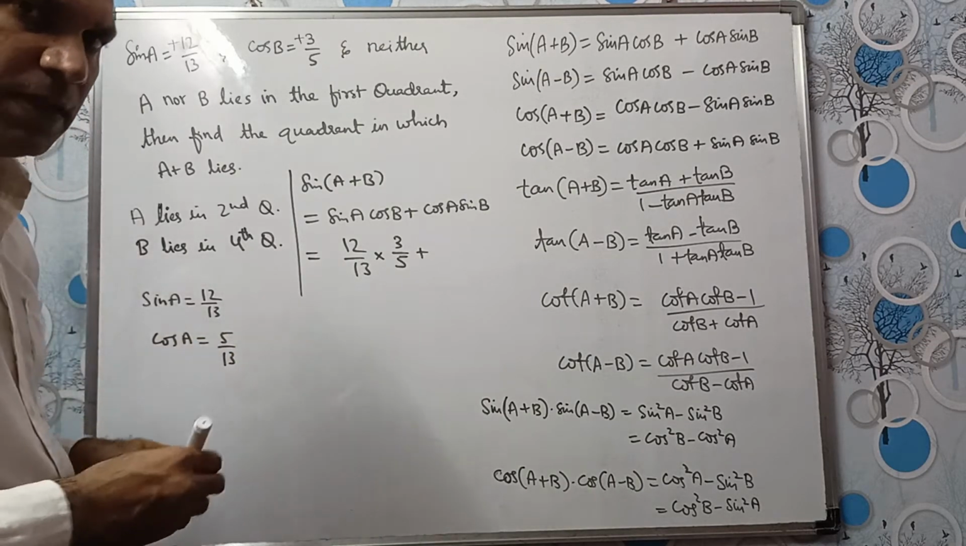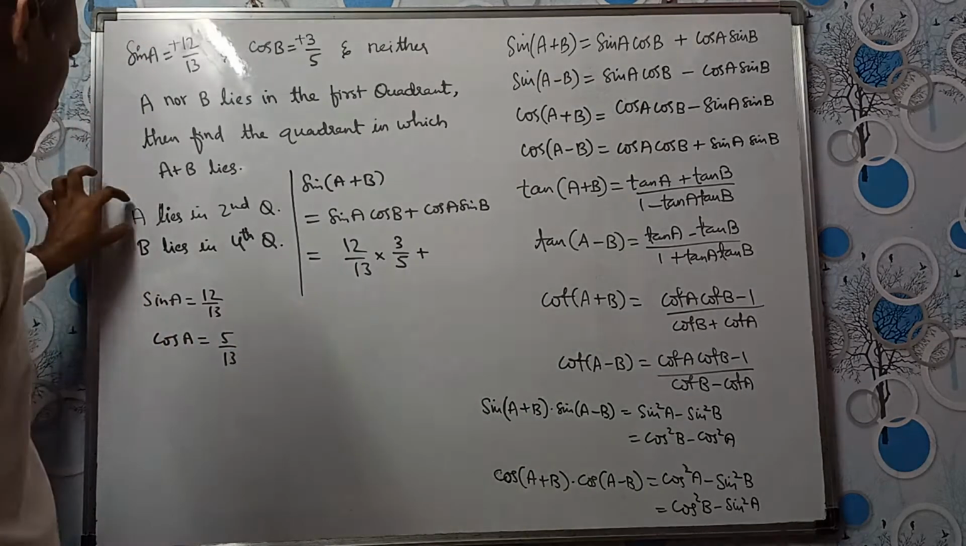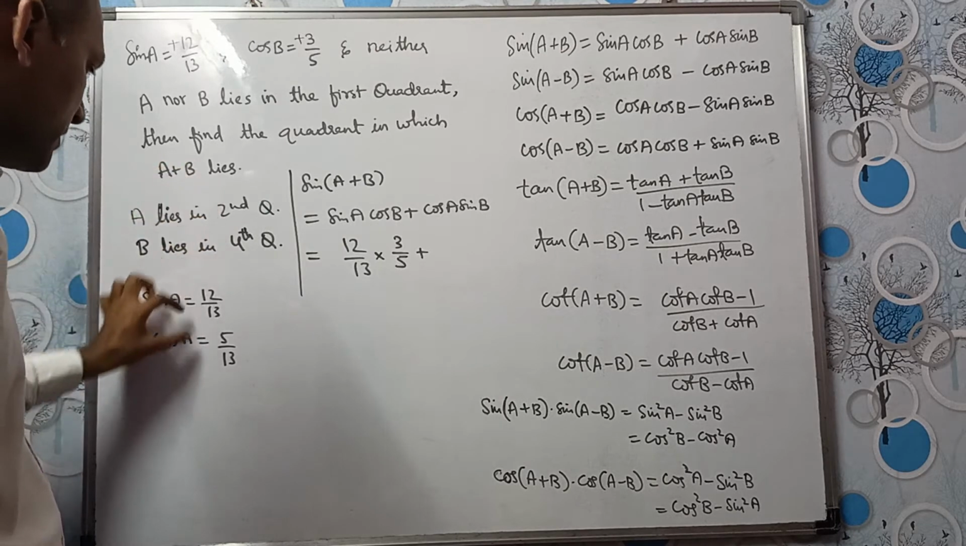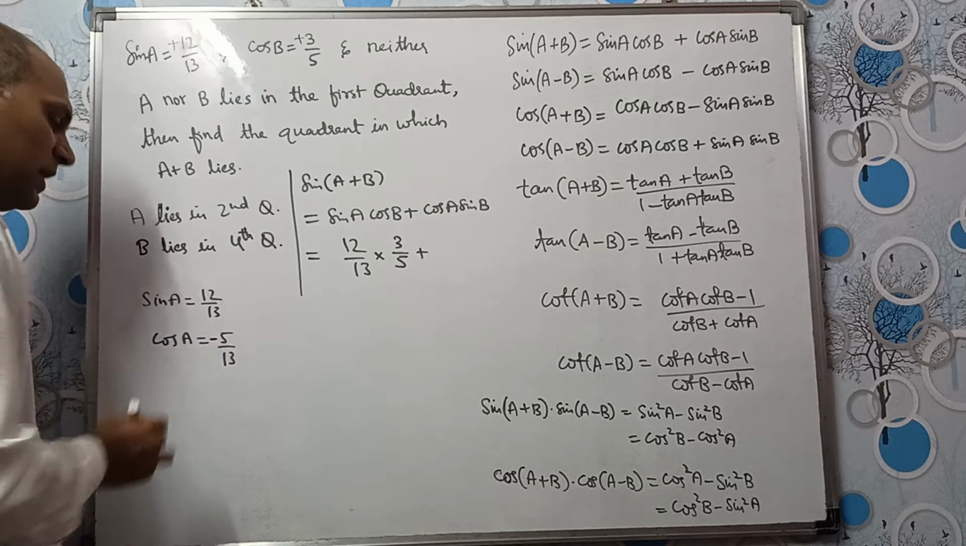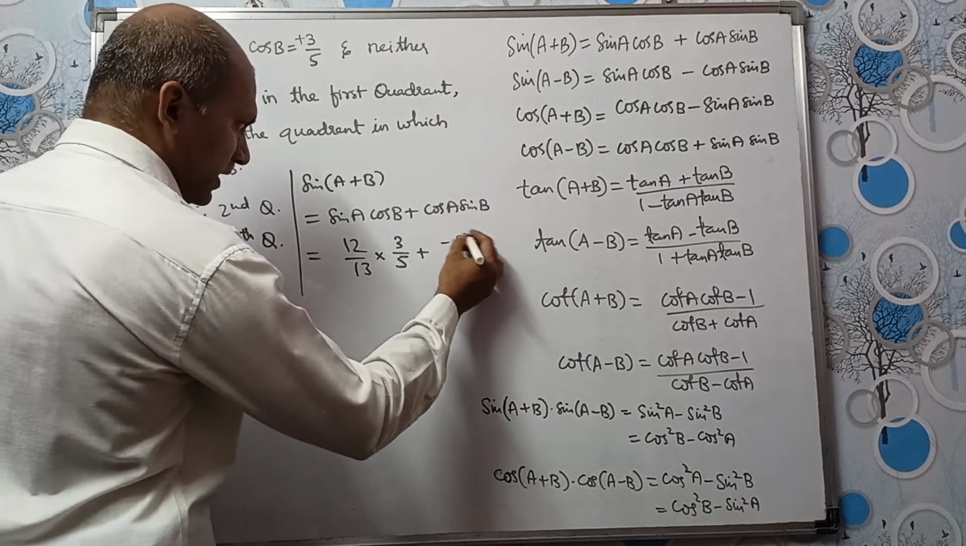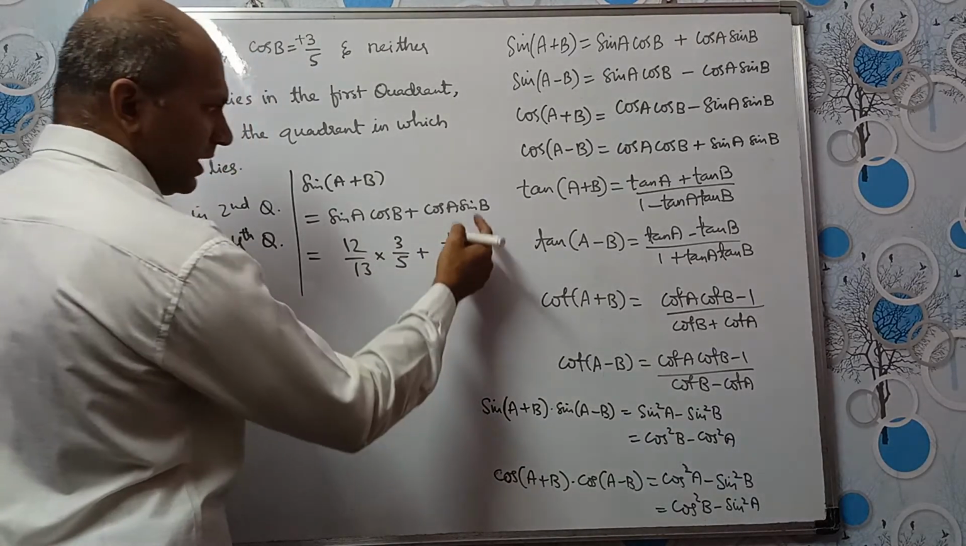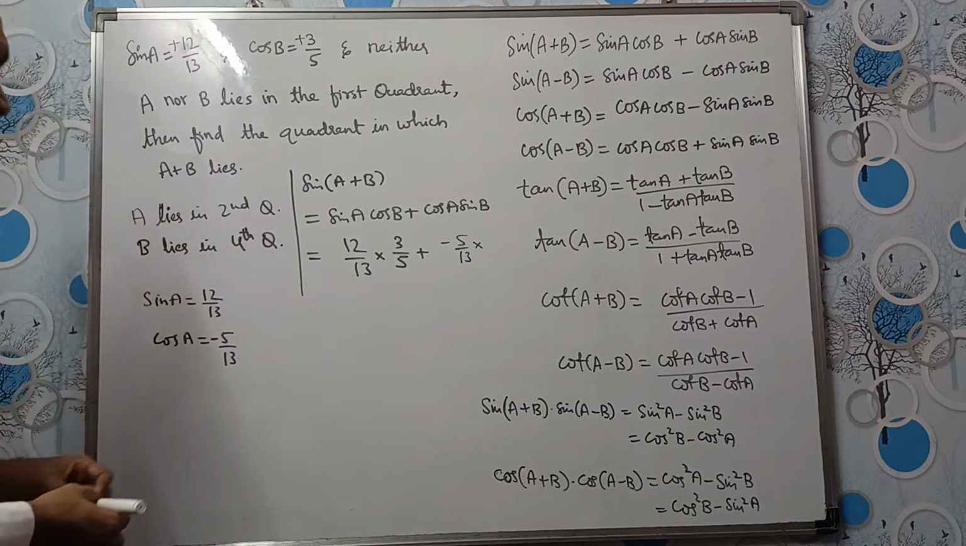Will it be minus 5 by 13 or plus 5 by 13? See, A lies in the second quadrant. In the second quadrant, cos is negative, right? So we'll have negative. So this is minus 5 by 13 multiplied by, let us find sin B now.